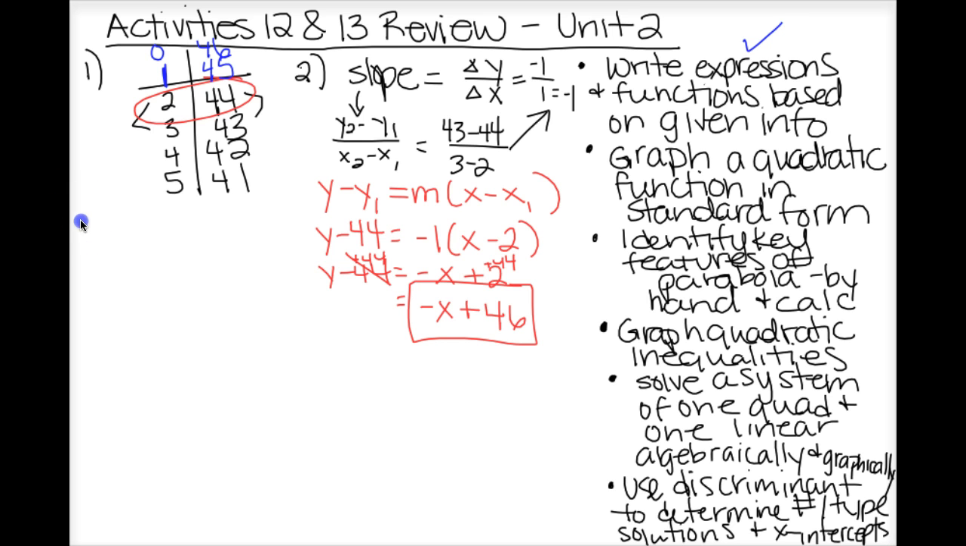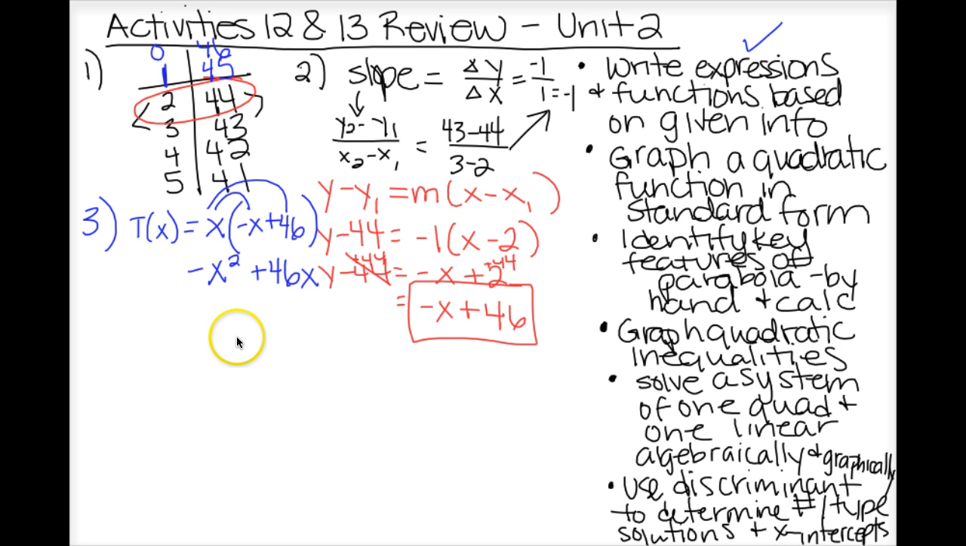So the total cost is going to be cost times number of people. So it says the number of people is x, so T of x equals number of people, which is x, times the cost per person, which is this guy. So -x plus 46. So it did say standard form, so that means you need to distribute: -x squared plus 46x. And so that's how I got my answer, T of x equals -x squared plus 46x.